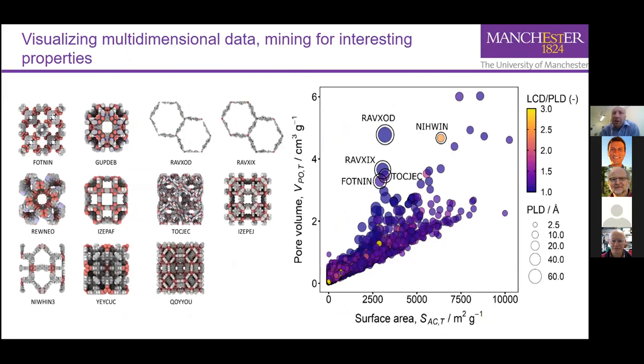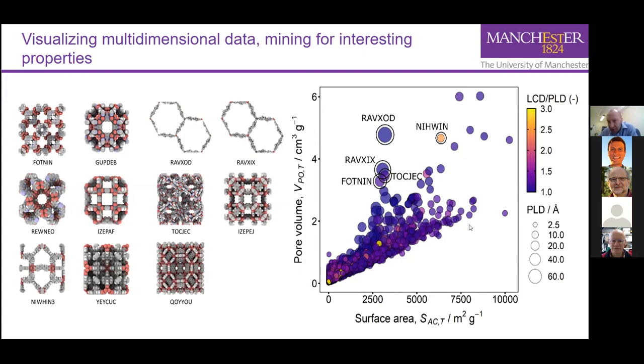Let's talk a little bit about the visualization of data and data mining and trying to find interesting properties. Of course, we have many different properties such as pore volume, surface area, pore limiting diameter, the ratio of different properties to each other. And this is an example of how we can visualize this data in such a way that we build on two-dimensional properties, the size of the symbols, maybe the color, so that there are more properties shown on this two-dimensional graph. That allows us to find some interesting correlations or properties. So there are some materials that are extremely porous that have a very interesting, unusual combination of smaller and larger porosities that in principle could be used for something.